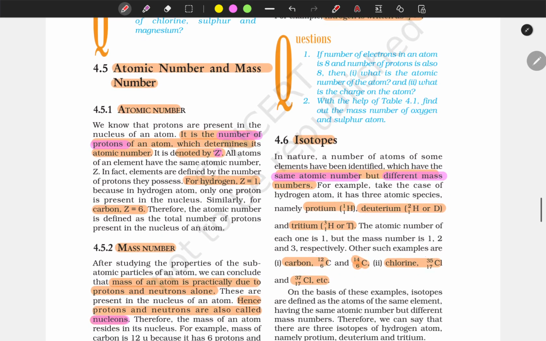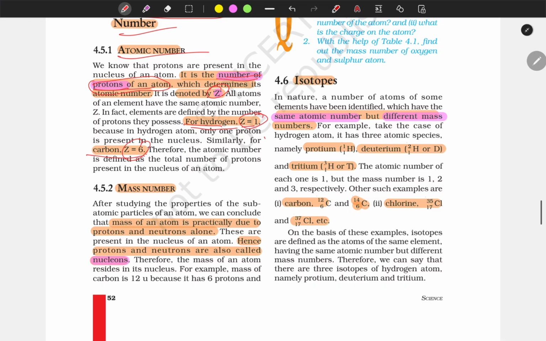Now let's talk about atomic number and mass number. What is atomic number? The number of protons of an atom is called atomic number. It is denoted by Z. Suppose for hydrogen Z equals 1, that means it has 1 proton. For carbon Z is 6, that means carbon has 6 protons.